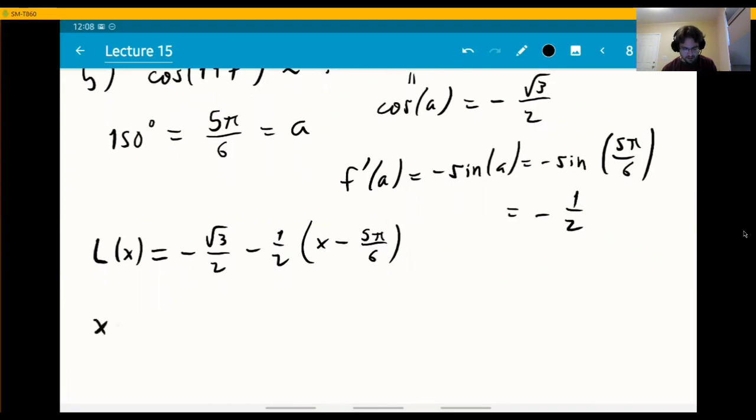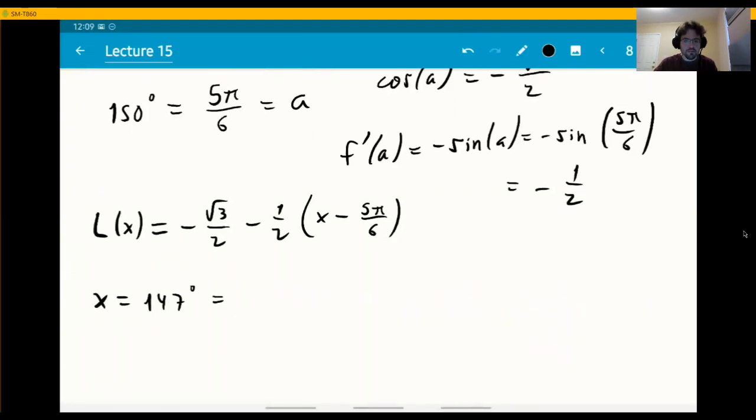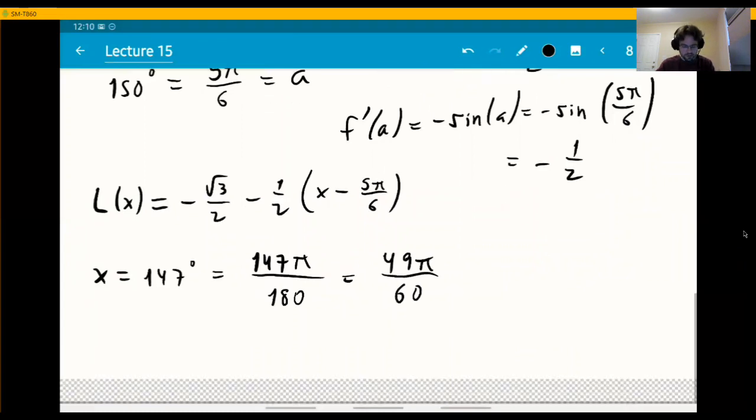Okay, now the x number that we have, 147 degrees, let's convert that to radians. To convert degrees to radians, what you have to do is multiply by pi and divide by 180. That's basically what this is. We can do one simplification here if you divide by 3, but that's not really needed. The final answer is going to have a pi in it, so it's not like we're going to convert to decimals or anything. This is the actual x where we want to find the linear approximation.